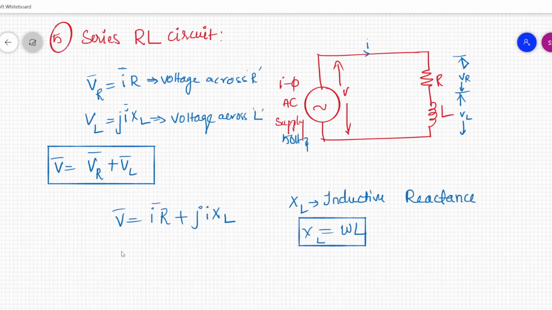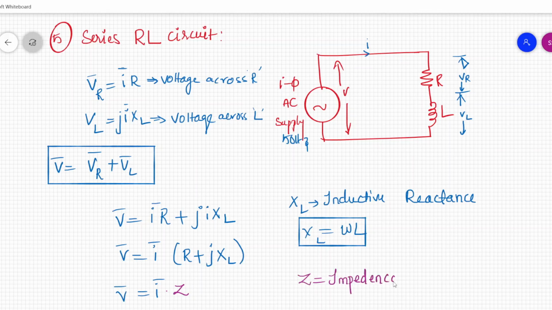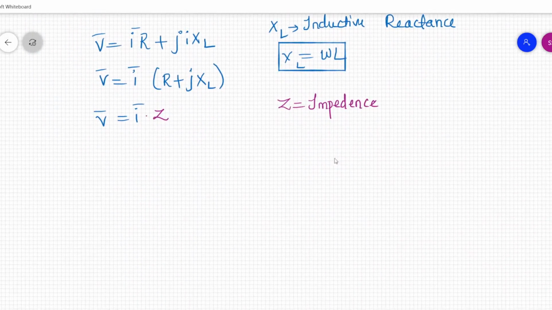Now I am taking I common. I bar will be multiplied by R plus JXL. The procedure will be the same as we have done in the RC series. So I am finding the impedance here. So this will be I bar into Z, where Z is called impedance, which is equal to R plus JXL in this case. Z equals R plus JXL. This is the impedance of the RL circuit.